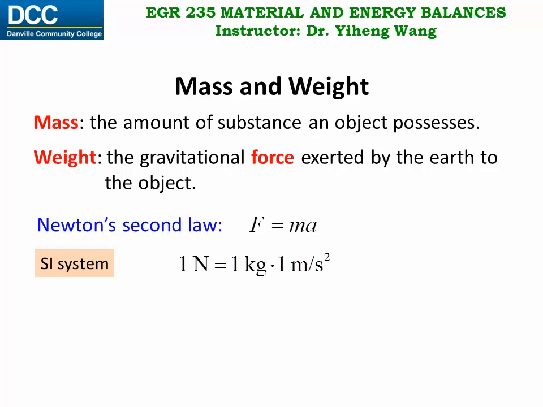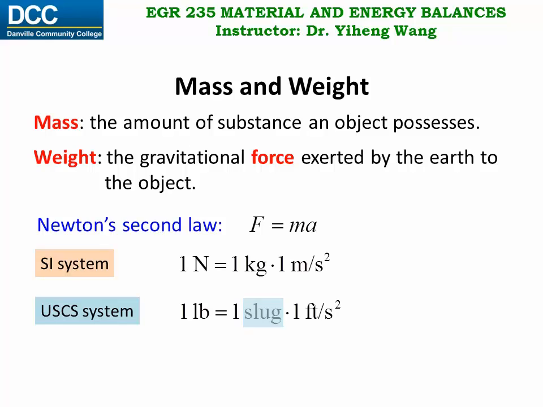Now, for US customary unit system, we want to write an equation in the same format. Here, pound is the unit for force in US customary unit system, and foot per second squared is the unit for acceleration. So we want this blank area to be the unit for mass in US customary unit system, and that unit is slug. Therefore, defined according to Newton's second law, 1 slug equals 1 pound force divided by 1 foot per second squared.